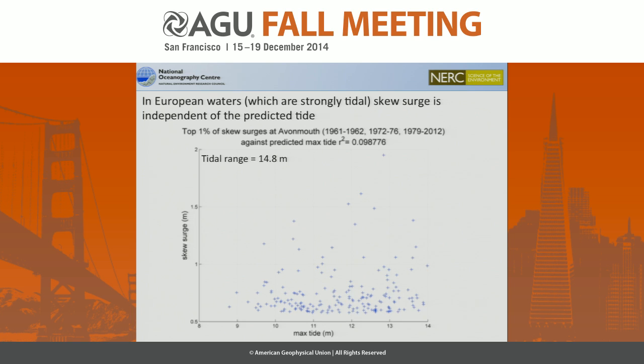So what did we find? Here are some results again from this tide gauge at Avonmouth with a very high tidal range, nearly 15 metres. We find that the skew surge on the y-axis is statistically independent of the tide on which it falls. So the tidal predictions here, just to take a simple example, here's a fairly large skew surge that occurred on a large tide, but here's a larger one that occurred on a much smaller tide. So we find that there's this independence.